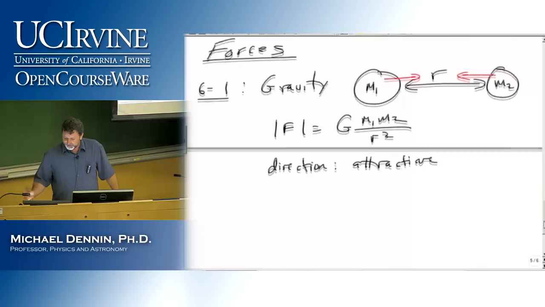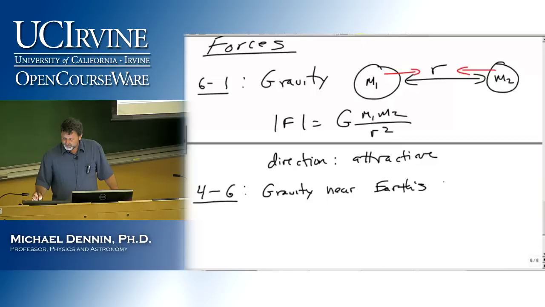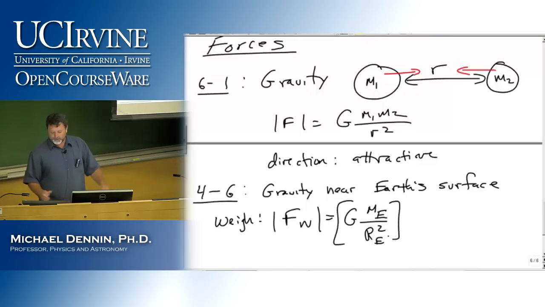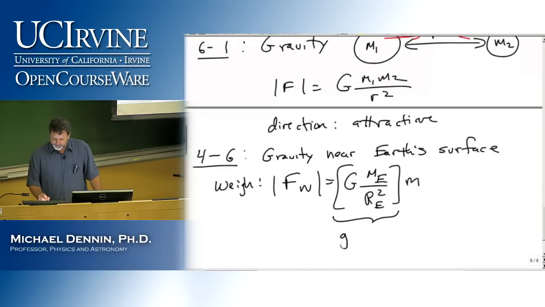Now, there's a special case of gravity, which is section 4.6. This is gravity near the Earth's surface due to the Earth. We call that weight. And its magnitude, since the mass of the Earth, the radius of the Earth, and G don't change, we plug those in, and we can figure out what this number is, and this turns out to be little g, which is 10 meters per second squared. So the weight is given by mg.